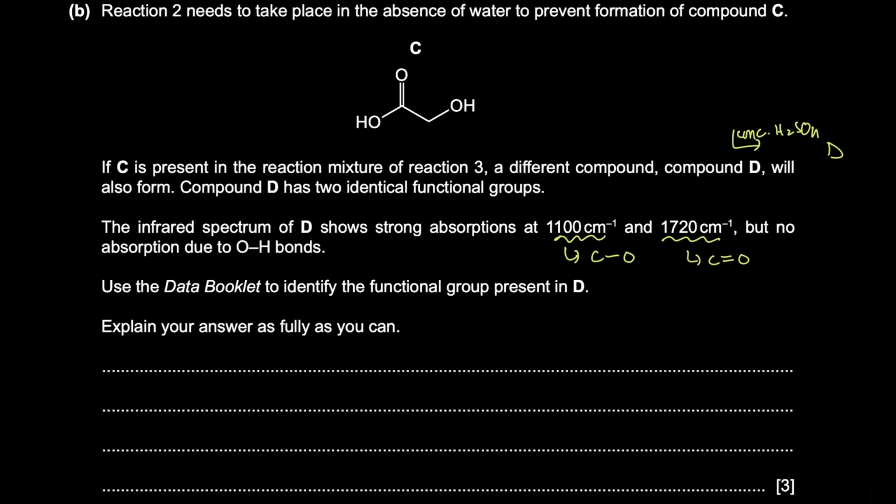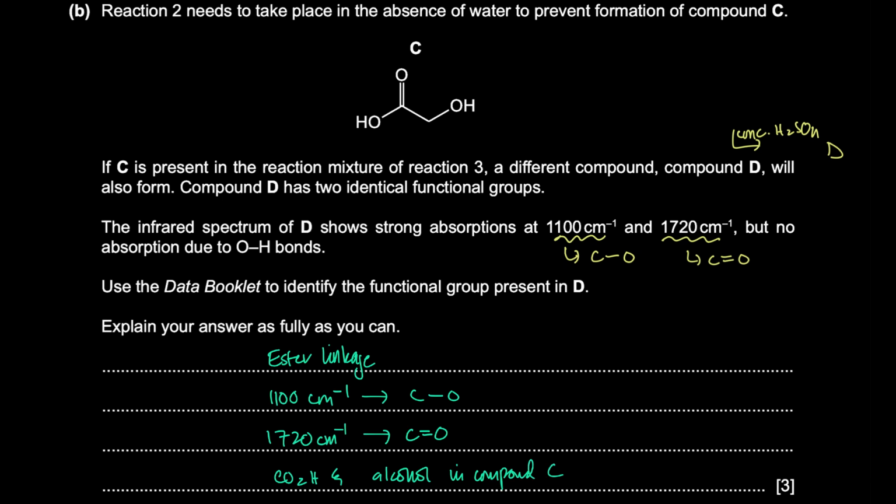So over here what must be present is an ester linkage. And we can say that the absorption that we see at 1100 wave numbers is due to the C single bond O, and at 1720 wave numbers, we have the absorption due to the C double bond O. And what happens is that the CO2H and the alcohol in compound C combine to form an ester.